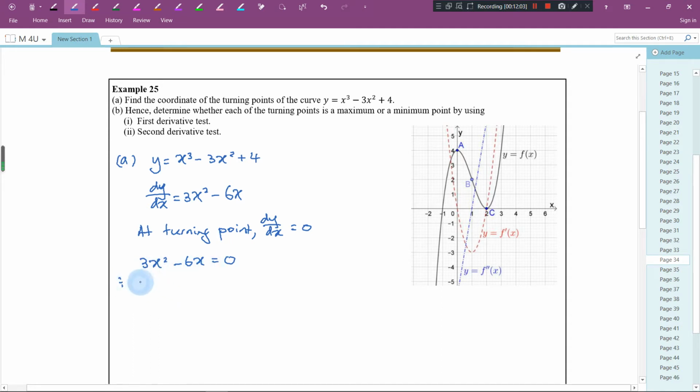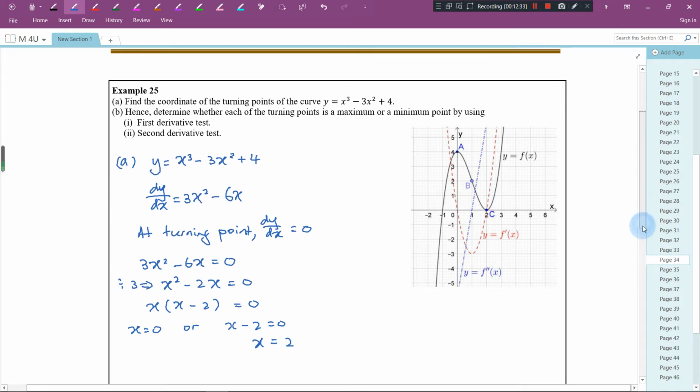I just divide this whole equation by 3. So I will get x squared minus 2x equal to 0. This makes the numbers smaller, easier for us to solve. So I do the factorization. Factorize the x out: x times (x minus 2) is equal to 0. Okay, now we know x is equal to 0 or x minus 2 is equal to 0, so x is equal to 2.